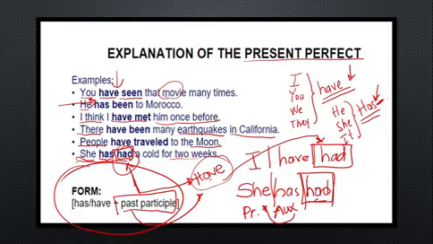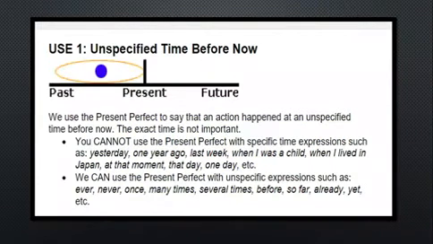Okay, next, transparency. Unspecified time before now is use number 1 of the present perfect. On the timeline, the position of the present perfect is here, between the present and the past and the long past.